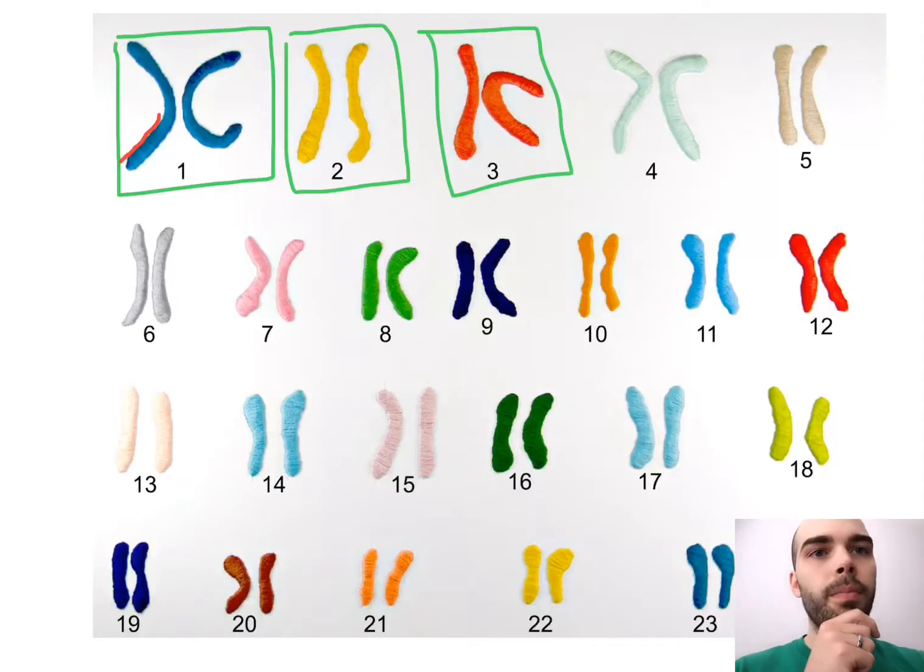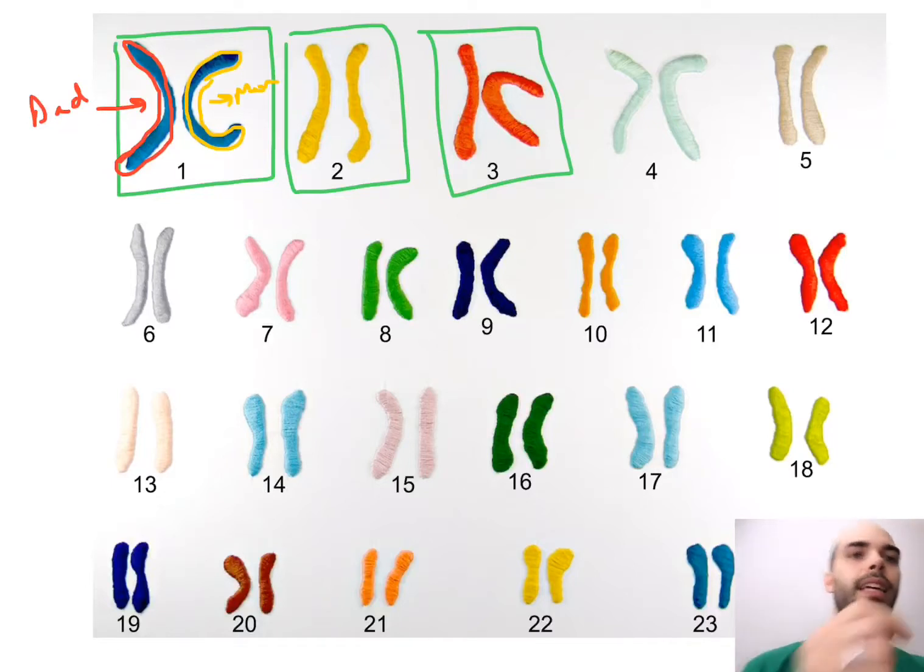One of them came from your dad, so this one would have come from dad. And then the other one came from mom. So this one came from mom. And that's how it is for all 23 pairs of chromosomes. One of them comes from dad, one of them comes from mom.